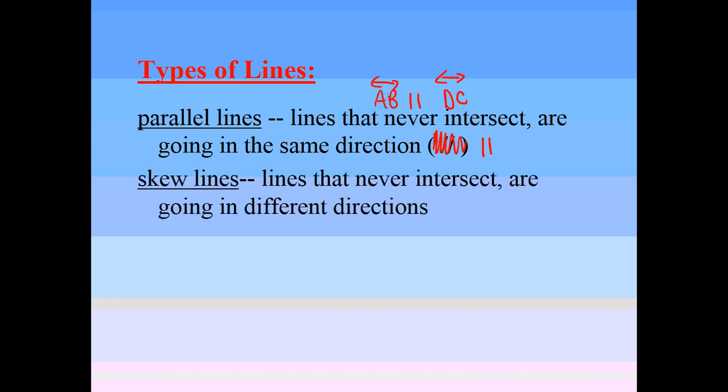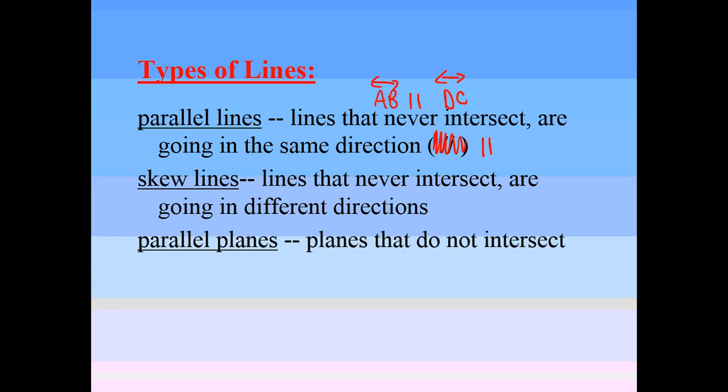Skew lines are lines that never intersect and are going in different directions. So they're not parallel, but these two lines never intersect, and they will be going in different directions. I'll show you what I mean by skew lines on the picture on the next slide.